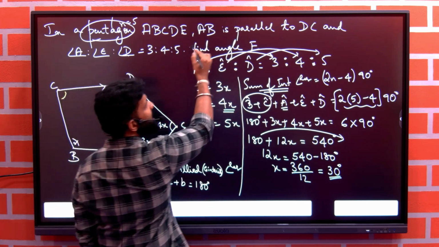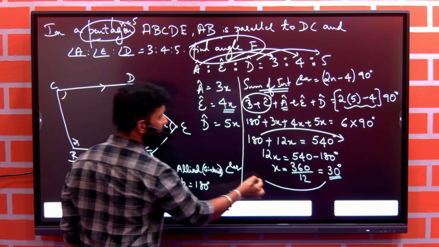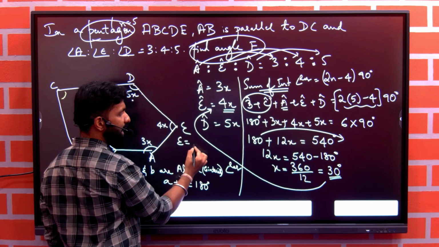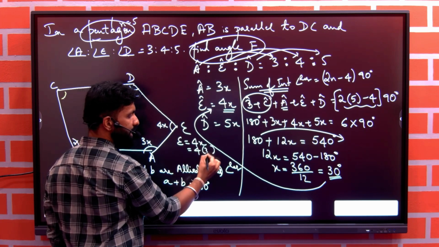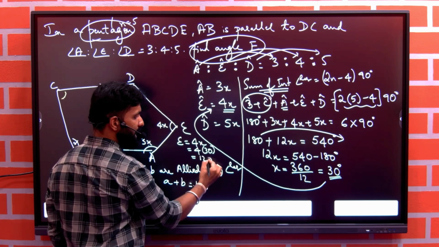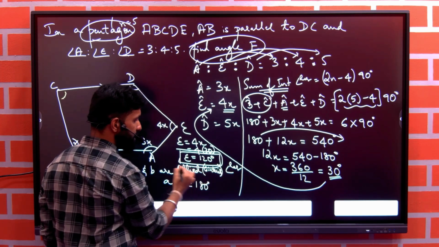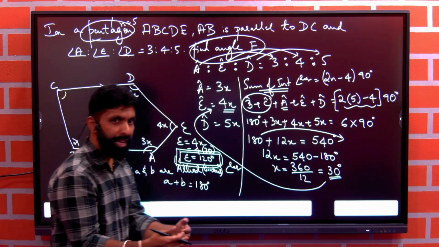But remember, the question is not asking for x. The question is to find the angle E. So bring this value of x and substitute it here. So what is angle E? Angle E is equal to 4 times x, so 4 times 30 degrees. So my answer for E becomes 120 degrees. This is my final answer. I hope you understood. So, a quick recap of whatever we did.